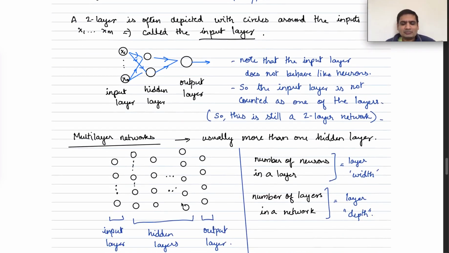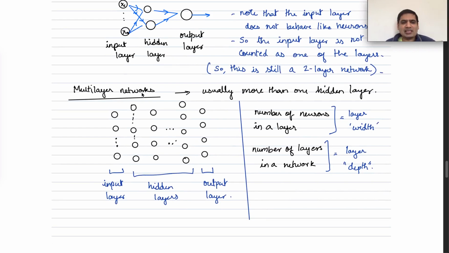Okay. Of course, we can have multi-layer networks, which usually means more than one hidden layer. We have an input layer, we have a whole bunch of hidden layers, we have an output layer. And these layers are connected in some manner. You can have what's called fully connected connections. Fully connected meaning all neurons here are connected to all neurons here. All neurons here are connected to all neurons here, so that all possible pairs of connections are there. That would be called a fully connected sort of connection.